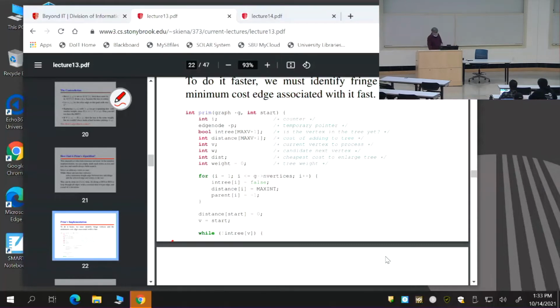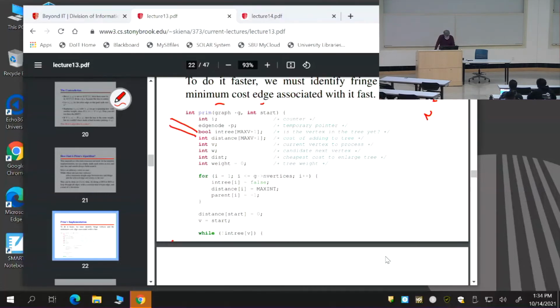So what is the implementation of Prim's algorithm going to look like? I'm going to claim I can do it in order n squared time. And I want you to look at my implementation. Okay, I'm doing Prim's, starting from a particular start vertex. What are my data structures? I'm going to have that Boolean vector I just talked about, intree, which is going to keep track of true or false: is vertex i in the tree yet? Okay?